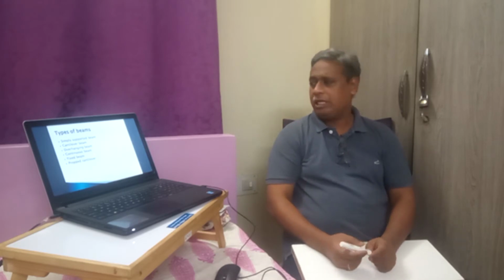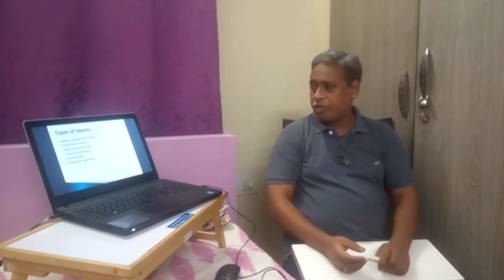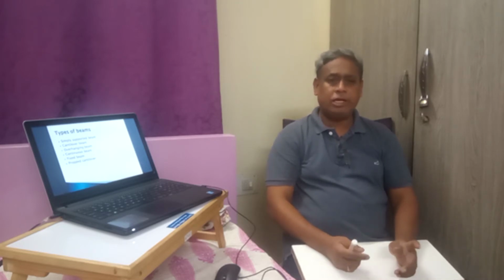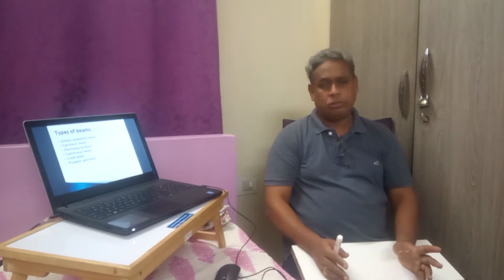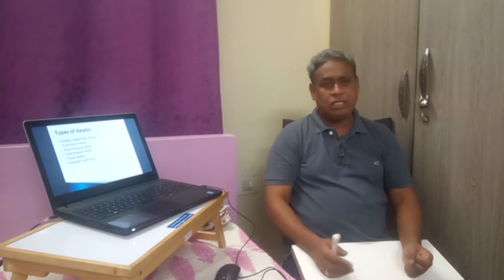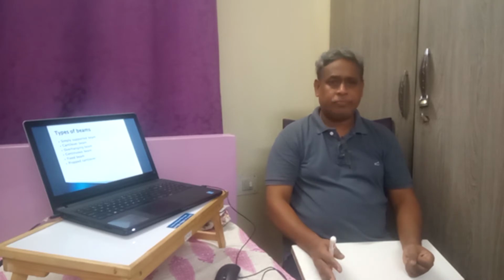We have seen what the different types of beams are: a simply supported beam, a cantilever beam, an overhanging beam, a fixed beam, a continuous beam, and a propped cantilever. We have discussed what a simple support is. A simply supported beam means the ends of the beam are placed on two supports. Similarly, in a cantilever beam only one end is fixed and the other end is free. It is not having any support, it is freely hanging in the air.